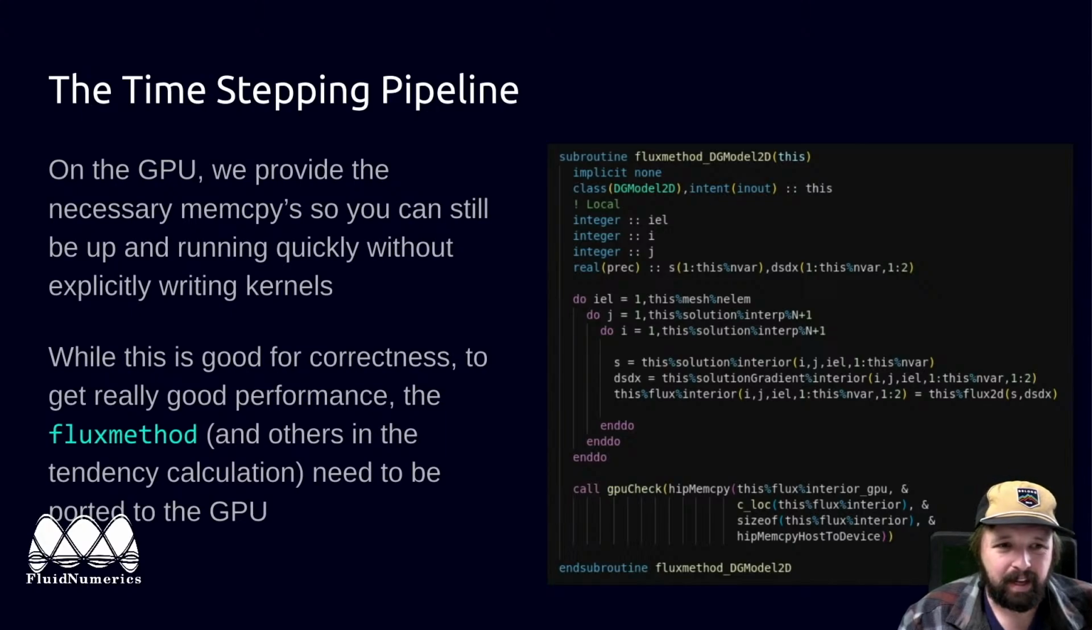And again, while this is required for correctness, it still allows you to very quickly rebuild SELF and target the GPU you want, and then link your program against the GPU accelerated build of SELF. You'll get the right answer. The performance is not going to necessarily be great because of all these additional mem copies that are happening.